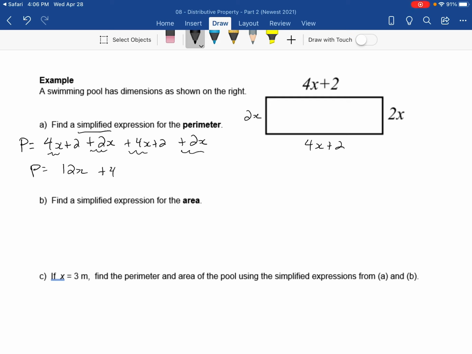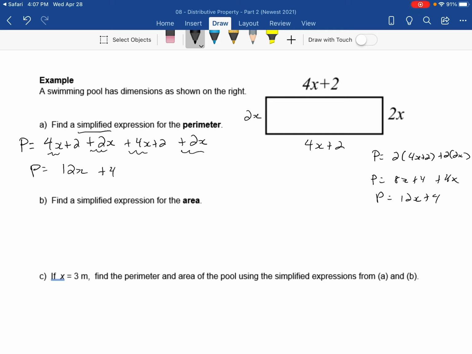You could also do that question using the distributive property, by the way. You could say, well, the perimeter is 2 times the 4x plus 2 plus 2 times the 2x, and handle it that way. You get 8x plus 4 plus 4x, collect like terms, and do 12x plus 4. So if you like handling it that way, if you're used to doing perimeter where you multiply each side by 2, you can handle it that way as well, but you don't have to.